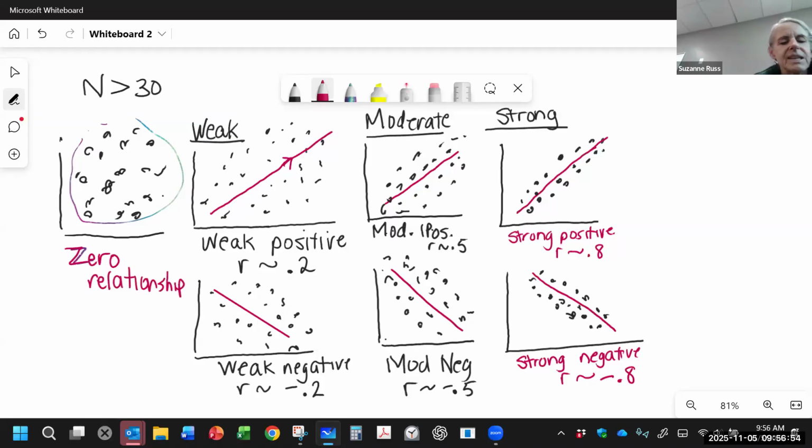And that doesn't mean that the R is exactly zero. You're almost never going to get that, but it would probably have a zero in the first decimal point. So maybe it could be a 0.03, something like that. Or maybe it could be a negative 0.0something. The sign wouldn't matter, but you just can't even detect a pattern in these points. I'll give you examples of variables that might form that relationship in a moment.